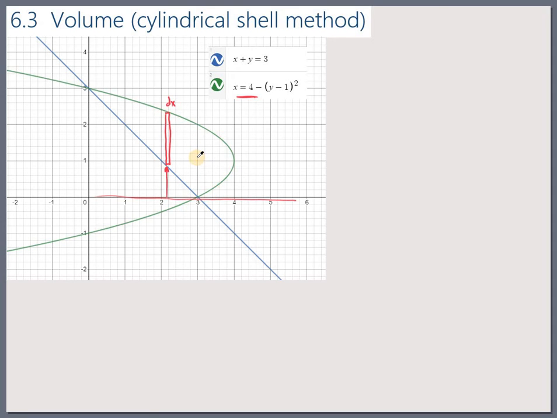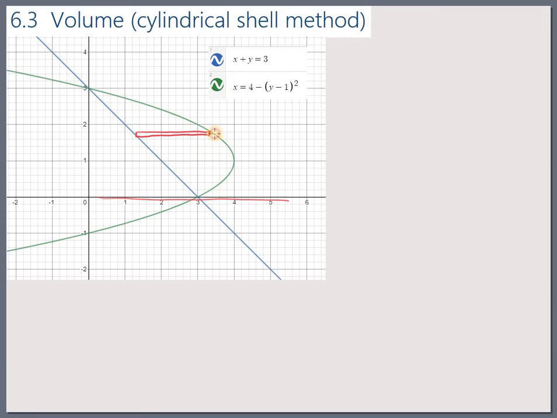And fortunately for us, the instructions are just to do it with the cylindrical shell method. So let's do it with cylindrical shells instead. So doing it with cylindrical shell, our axis of rotation is still the x-axis. But now with cylindrical shell, when you rotate a rectangle that's parallel to the axis of rotation, you get a cylindrical shell.